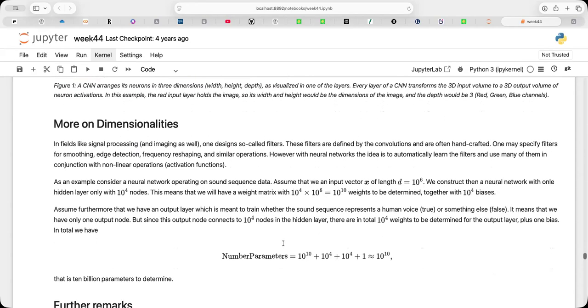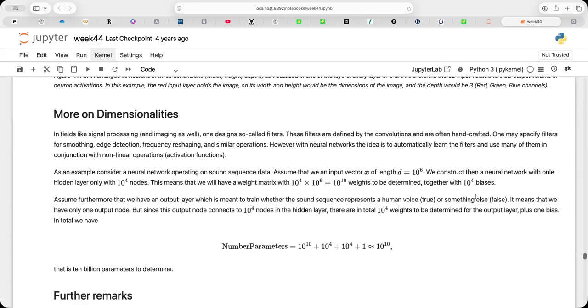I have other examples of dimensionalities here. If you're dealing with signal processing, and this is also something you would have in imaging, what you design are so-called filters. So if you have a vector of length 10 to the 6, and you construct a neural network with only one hidden layer with 10 to the 4th nodes, that means you will have 10 to the 10th weights to be determined, together with 10 to the 4th biases.